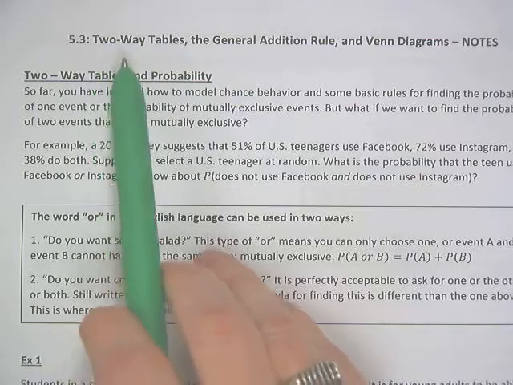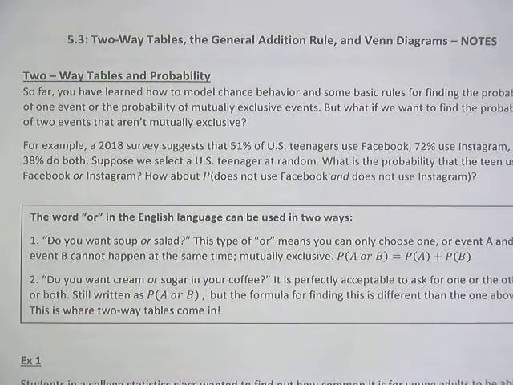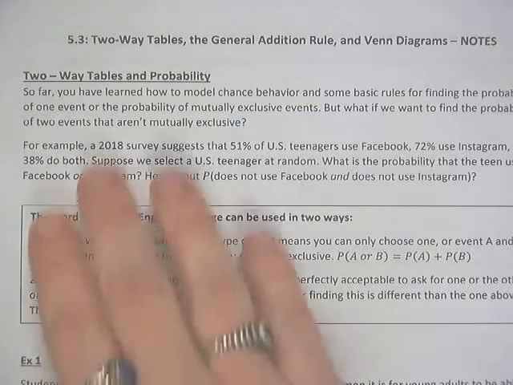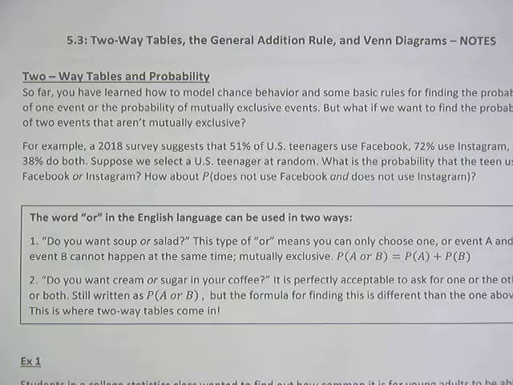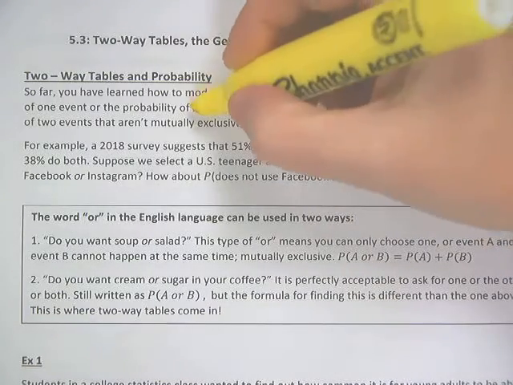All right, today's lesson is on two-way tables, the general addition rule, and Venn diagrams. We've seen two-way tables before in this class, so today we're going to learn how to look at them and answer some probability questions. So far, you've learned how to model chance behavior and find probability for mutually exclusive events.